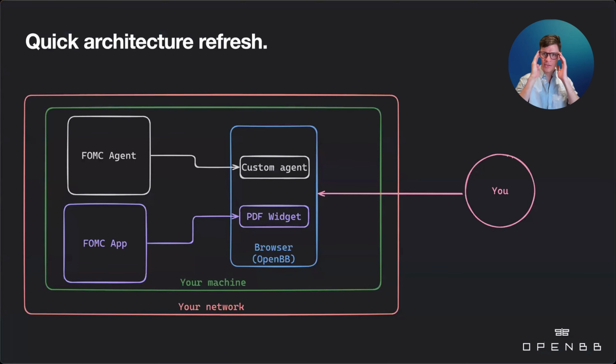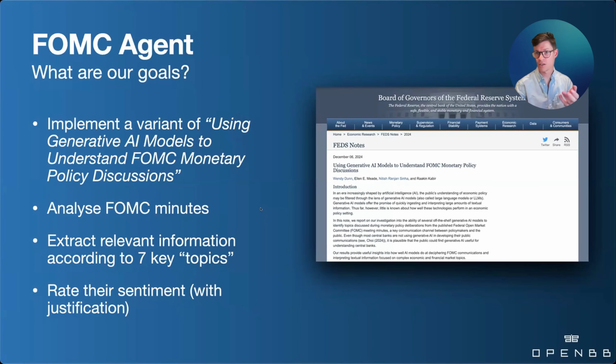So just a quick architecture refresh of what we're going to do. We have an FOMC app that provides a PDF widget that allows us to browse all of the PDFs that the FOMC has published. And then we're going to spend most of our time writing this agent that will integrate as a custom agent that will be able to access this data and then do this kind of analysis.